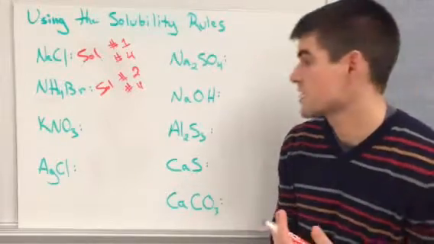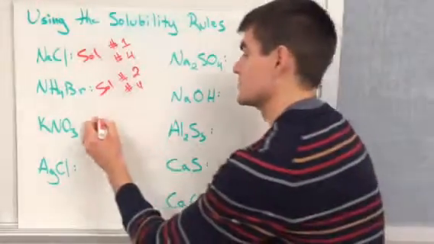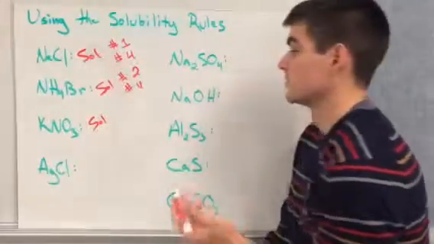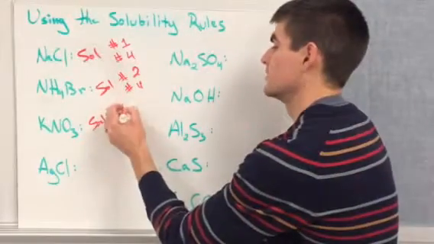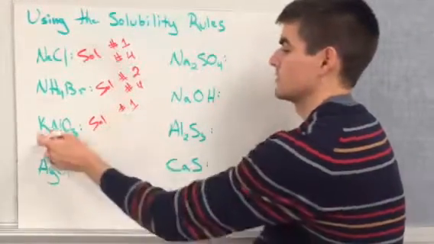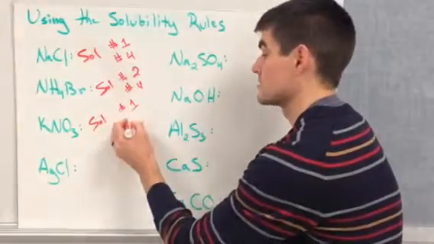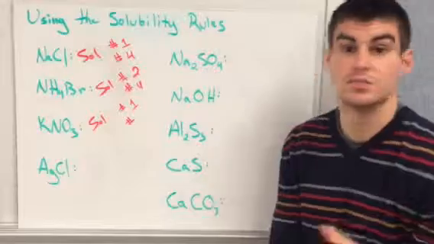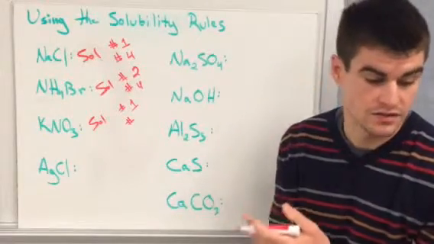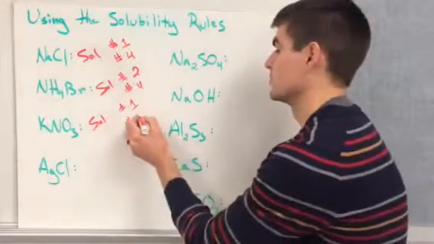KNO3, again, checking my rules. This one's soluble for, again, a couple of reasons. Rule 1, potassium, a group 1 metal. NO3 is also soluble, so nitrates plus a bunch of other polyatomic ions are soluble as well. That's rule 3.